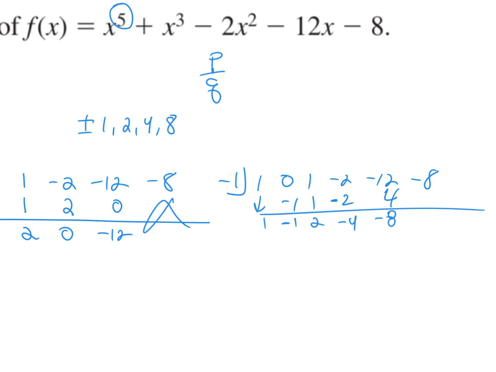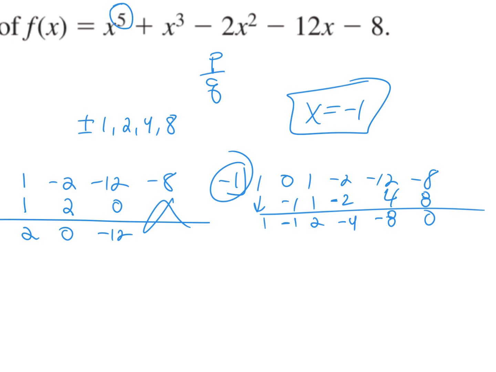We'll cut negative 8, right? And then negative 8, negative 1 is positive 8. What's my remainder here? 0. So what did you guys just discover here? One of your x values, one of your zeros, one of your solutions is negative 1. How many are still left to be discovered? Four. We found one of them.